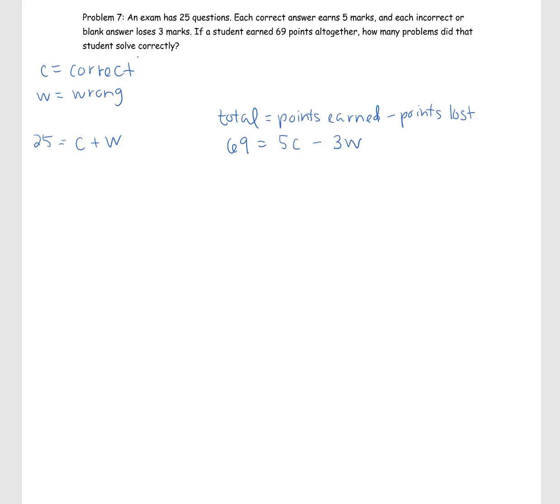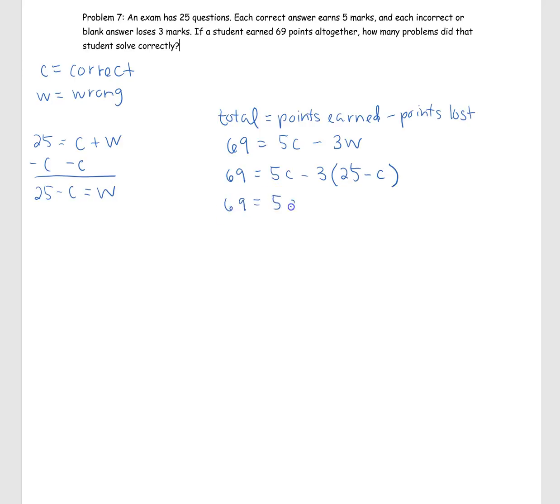So solving for W here, I'm just subtracting C on both sides of my equation. This gives me 25 minus C is equal to W. So I can plug this term in for W here. This gives me 69 is equal to 5C minus 3 times (25 minus C). So now I can just solve for C here.